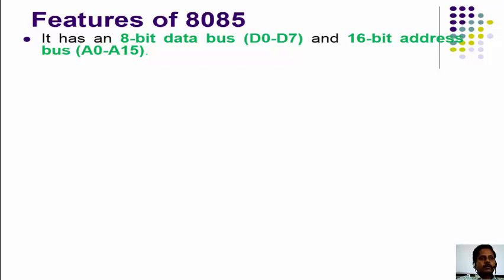As I said, this 8085 is an 8-bit microprocessor. So here it has an 8-bit data bus, that is D0 to D7. D indicates data, so D0 to D7 are 8 lines for data, and a 16-bit address bus, that is A0 to A15. So 16 address lines.